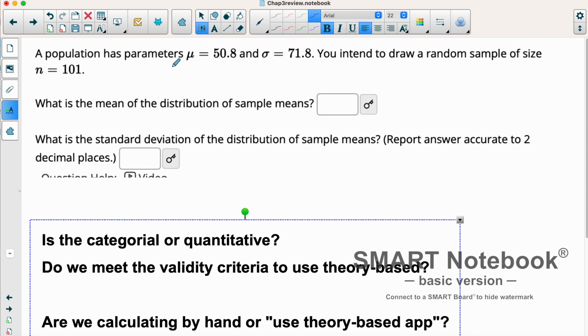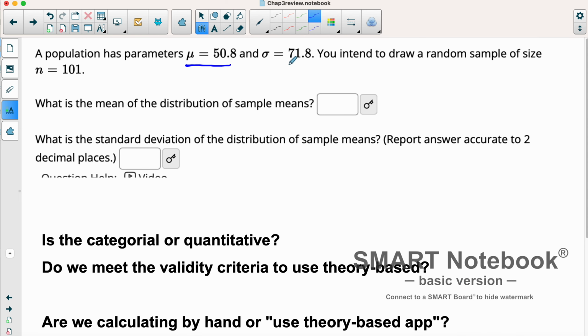This is from the homework. We're given population parameter of mu equals 50.8, sigma, okay, this is the standard deviation of the population, is equal to 71.8, and we want to draw a random sample size of 101. What is the mean of the distribution of the sample means? They don't give us a lot of information here.